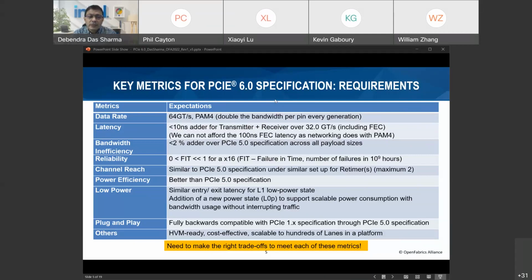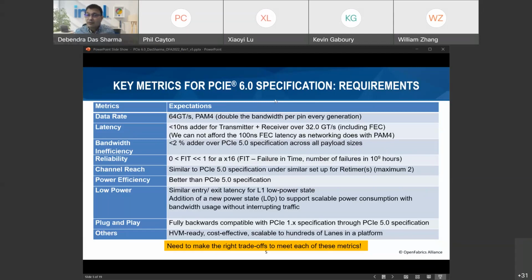So we measure, we want our FIT to be, of course, at the end of the day, nothing is 0 because the probability of something going wrong is always a non-zero value, but we want it to be very close to 0, right? So that's what it means, 0, but significantly less than 1.